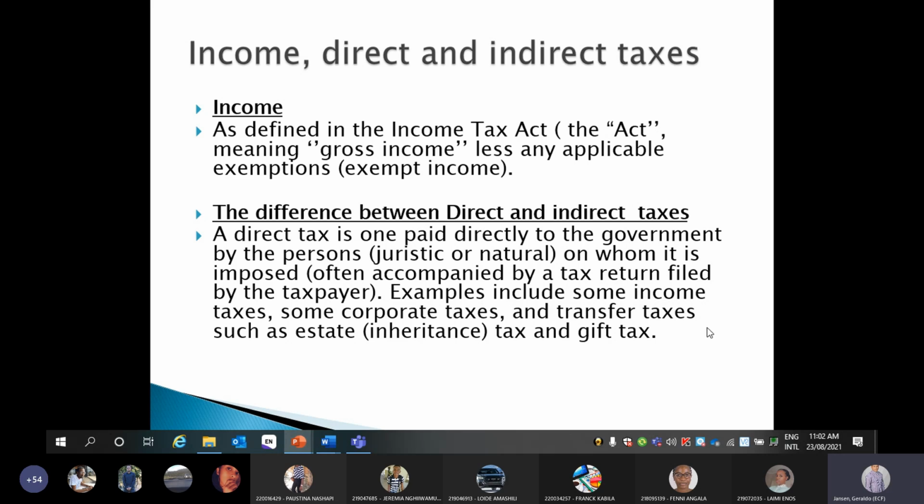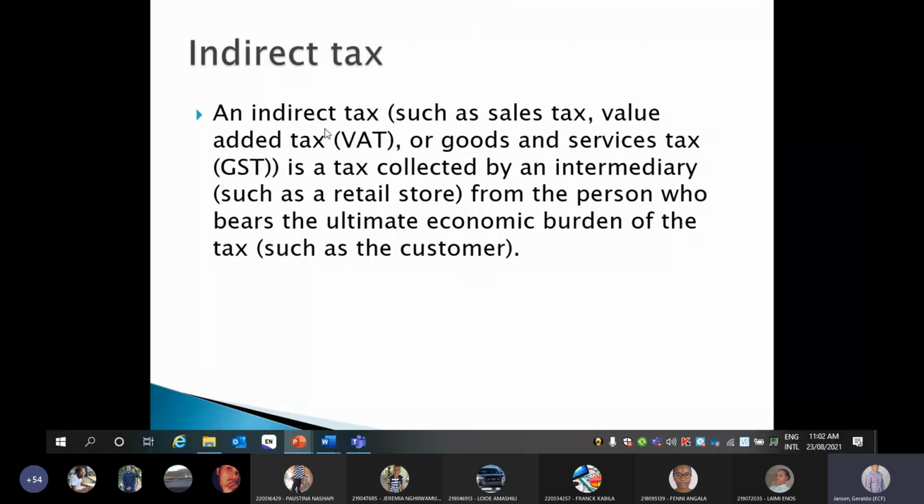Examples of direct taxes include corporate taxes, transfer taxes such as estate or inheritance tax, and even gift tax. Now guys, another name for gift tax is donations tax. Let's look at indirect taxes.